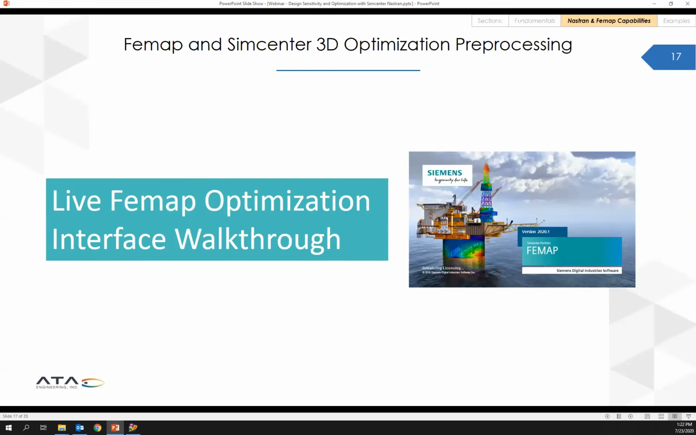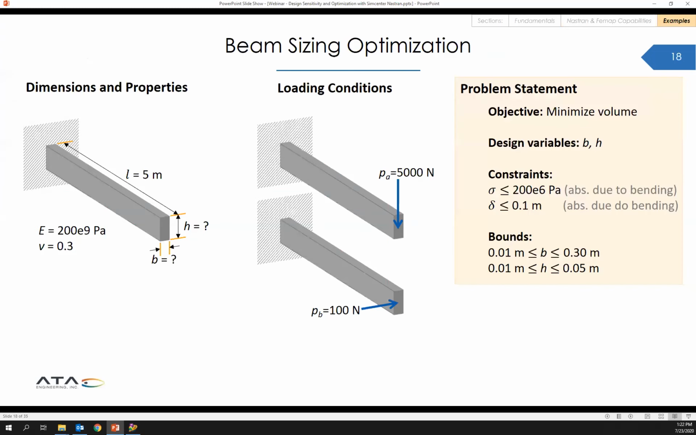Okay. I'm going to get to a live optimization interface walkthrough. I'll wait till we get to the example to do that, but I'm going to show how to set up these problems in Femap, and at that point, we'll look at the interface. But we'll do that as part of this first example.